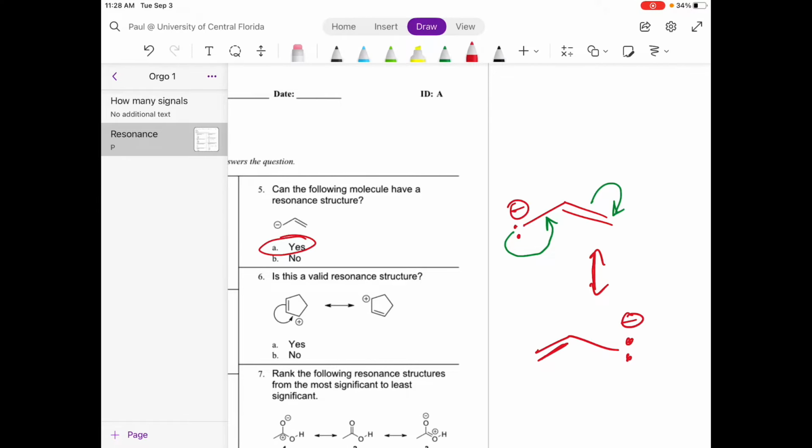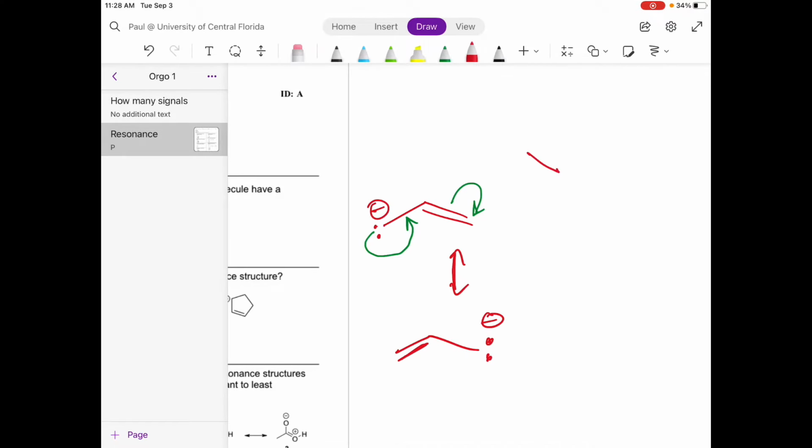So for example, if you had something that looked like this, that's a negatively charged carbon with a lone pair, you see that that carbon is adjacent to that carbon. And this carbon right there has a double bond. So we can just take that lone pair and resonate it in over like that. And now our resonance structure would look like this.